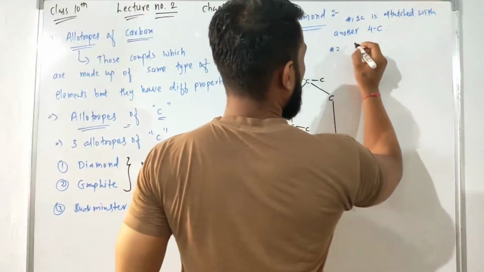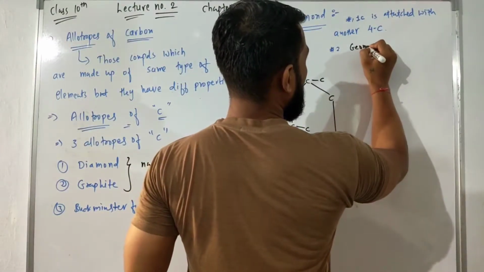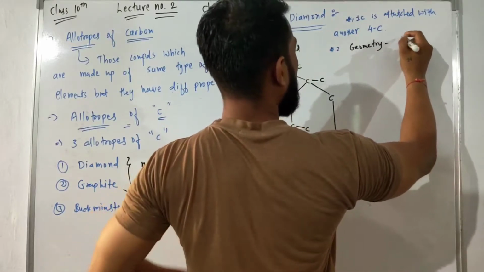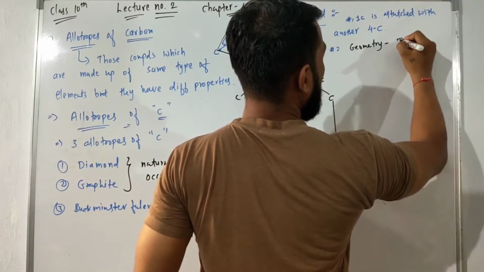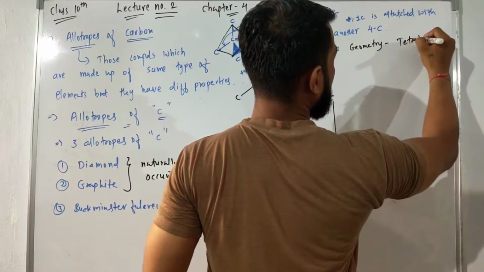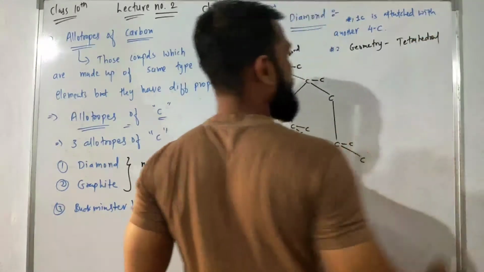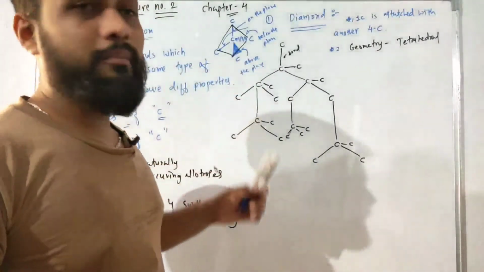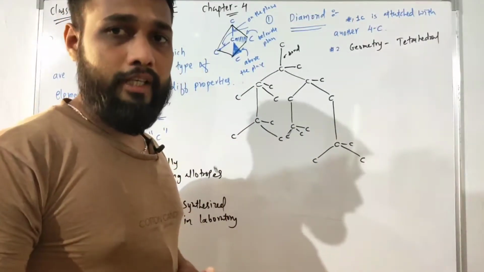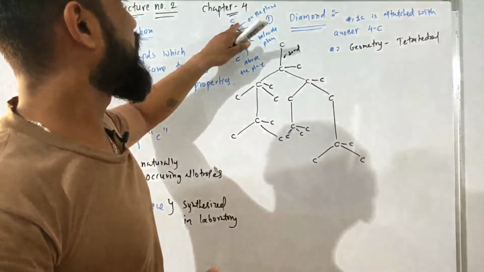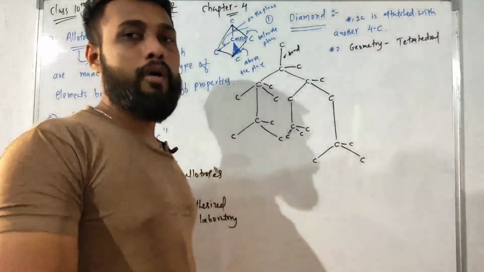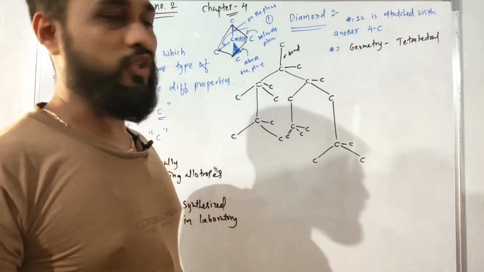So the second point is geometry. The geometry of diamond is tetrahedral. Even methane has tetrahedral geometry. Methane: if we take here hydrogen, hydrogen, hydrogen, hydrogen, methane also has tetrahedral geometry.